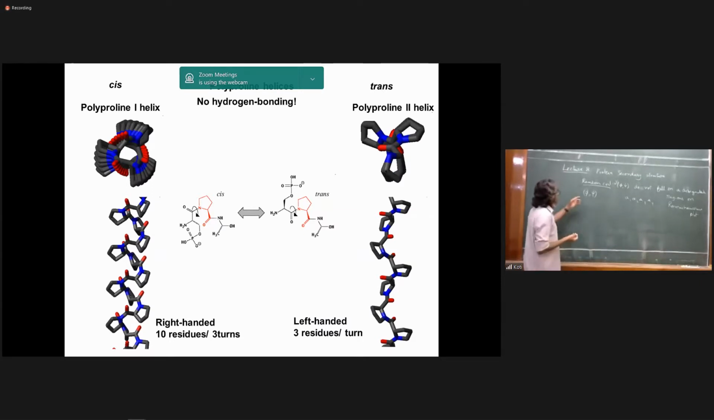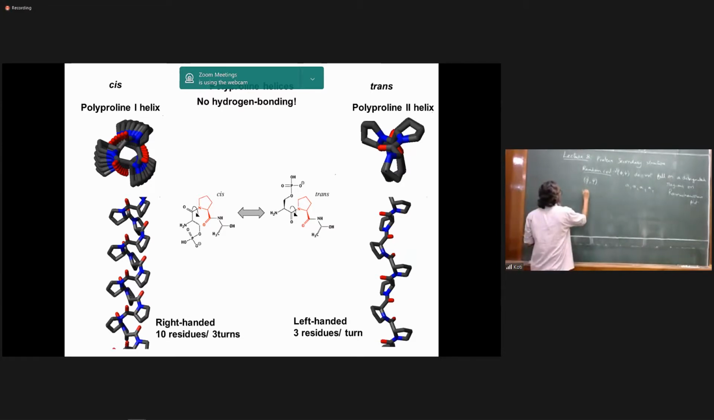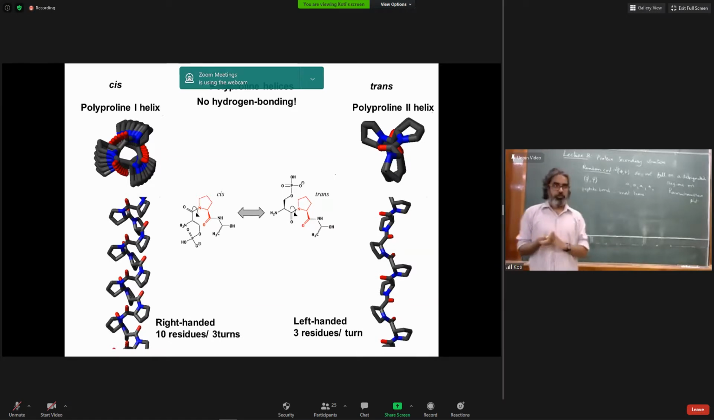In all these things, only the dihedrals we are varying, and the peptide bond is mostly trans, because that's the most stable, so that the side chains have less clash.